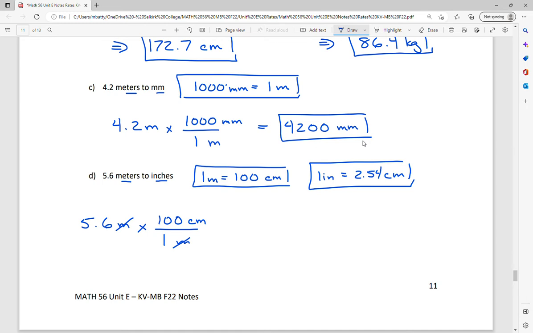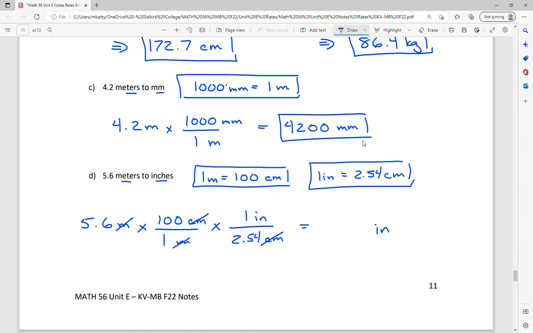Instead of calculating that, I'm going to tack on the next conversion factor. I would put 2.54 centimeters down below and 1 inch on the top. If you take a look, the centimeters have canceled and now your answer is going to be in inches. So this is where I said on the first page of this section, if it's on the top, you multiply by it. If it's on the bottom, you divide by it.